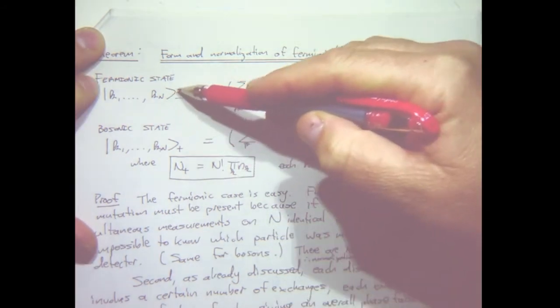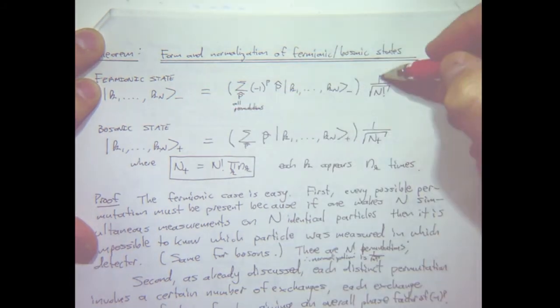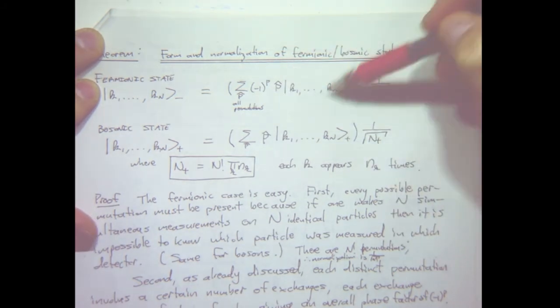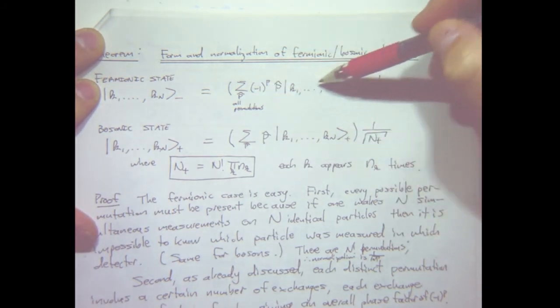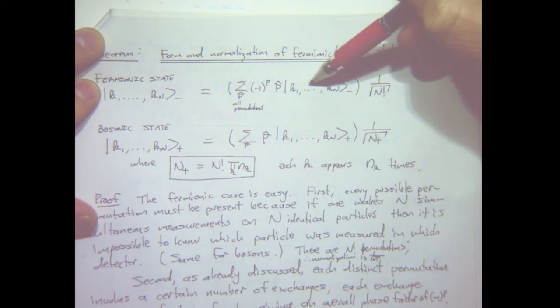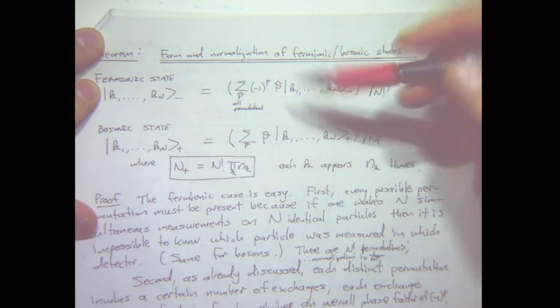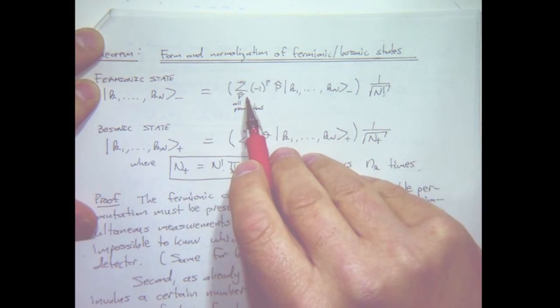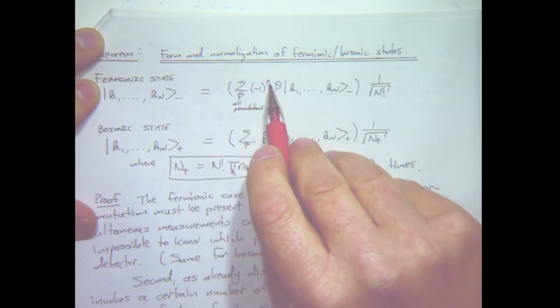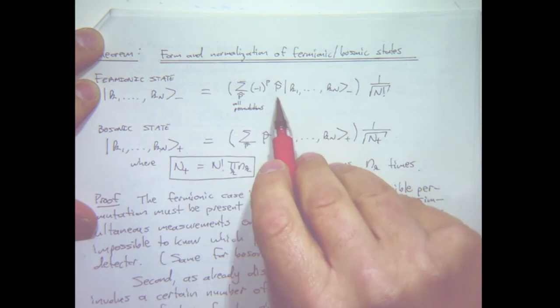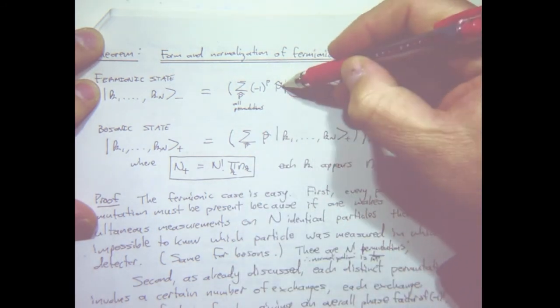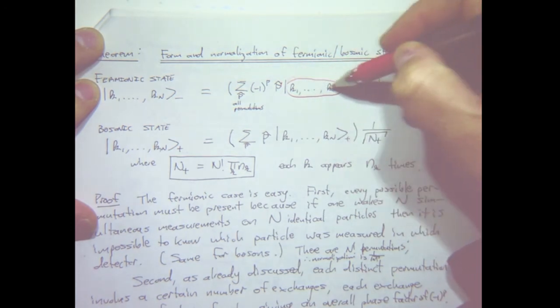So first of all, the normalization for the fermionic state will be 1 over square root of n factorial. Right. And then the form of the actual properly anti-symmetrized state is the sum over all permutations, minus 1 to the parity of the permutation, times the permutation of these k's that you're talking about.